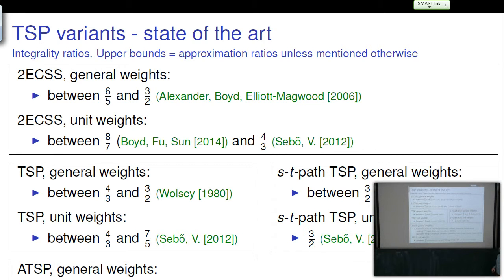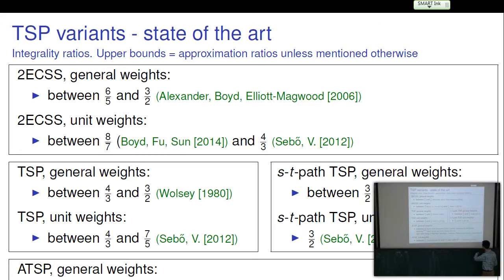some variants. So the standard TSP you can see here. I always show the lower bounds on the integrality ratio of the standard LP and the upper bound on the integrality ratio, which is in most cases identical to the best approximation ratio that we have, but in some cases for ATSP there are some differences. So you don't have to look at all the numbers.